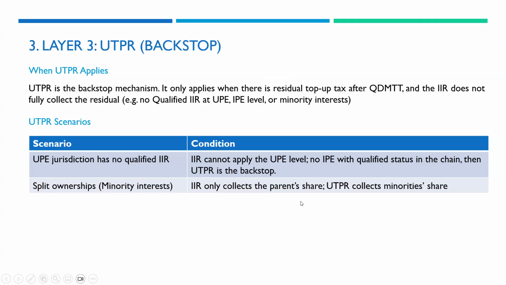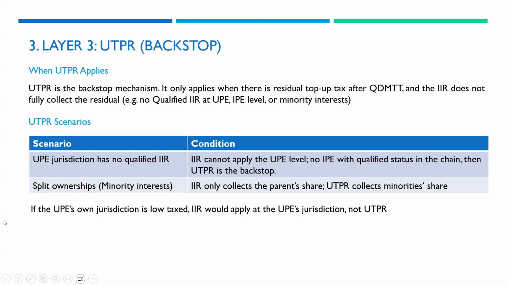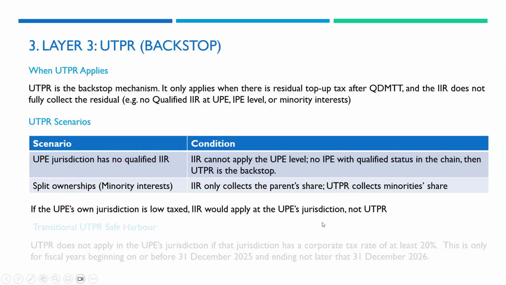Then that minority interest portion would be collected by UTP. I think these things are all clear from last time, right? So that's why we are running through. If UP's own jurisdiction is low taxed, IIR would apply, the UP's jurisdiction not.